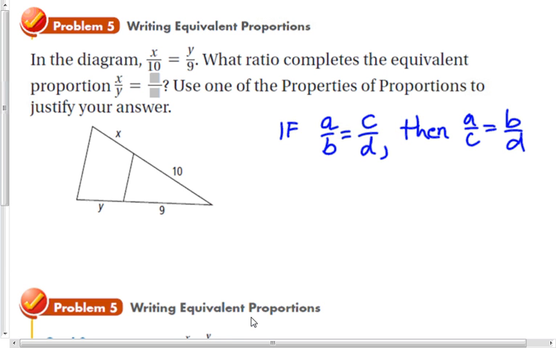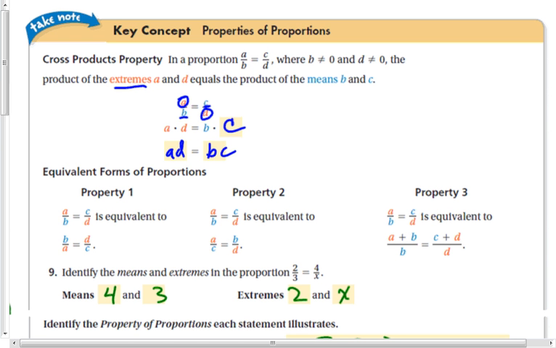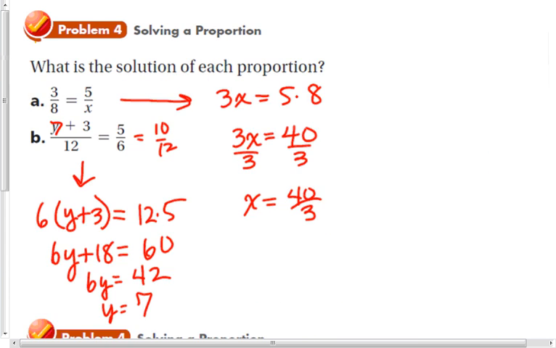One of our properties of proportion says that if a over b equals c over d, then a over c equals b over d. And so basically the numerators are in proportion to the denominators also. So for this problem, we know that x over y is equal to 10 over 9. All right. And that's one of the properties of proportions. I think it's, let's find which one that is. Property 1 there. Oh, sorry, that's not it. Property 2. All right, you try that.